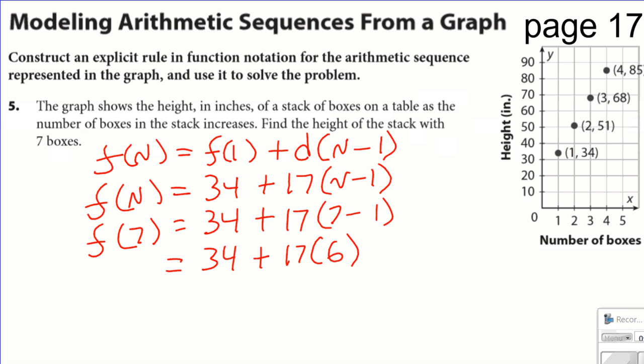All right, now I'm going to do 17 times 6. That's going to get me 102. Okay, and now we'll have 34 plus 102, and that's going to get me a total of 136.